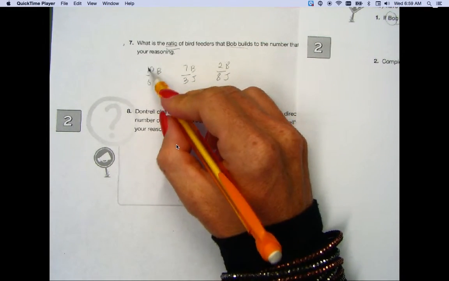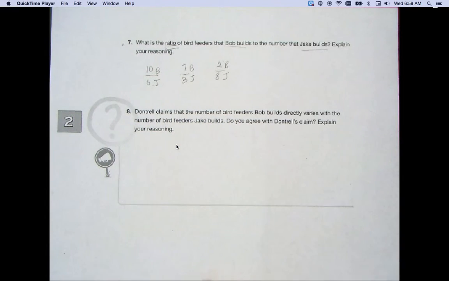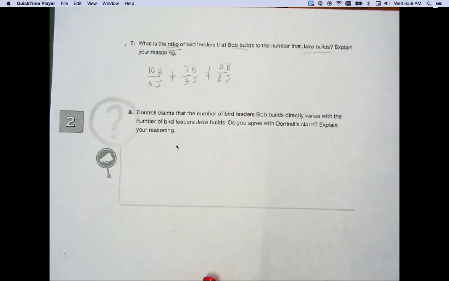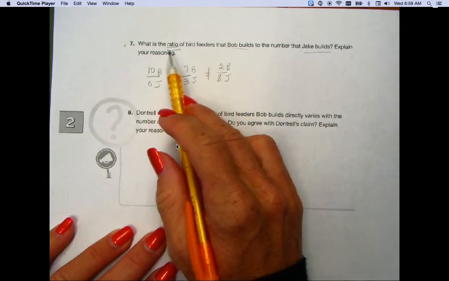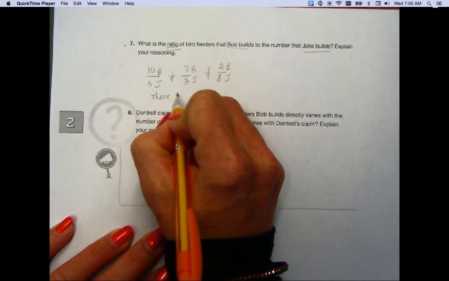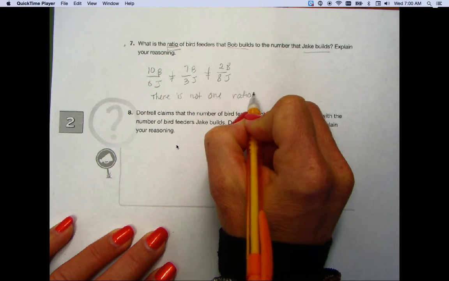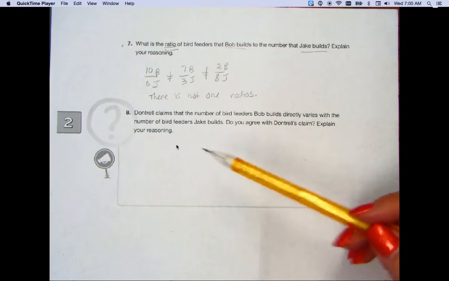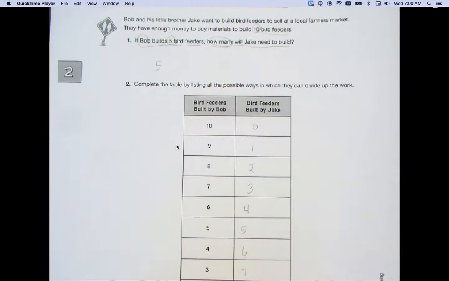Are these 3 ratios equivalent? And I would say no, they're not. So because these are not equivalent ratios, there is not one ratio for this problem. Sometimes you guys are going to see that there will be ratios that will work for every single point we take off the graph, for every single thing from our table.